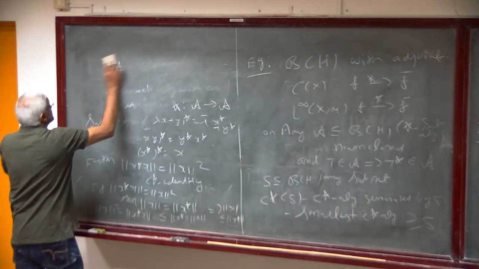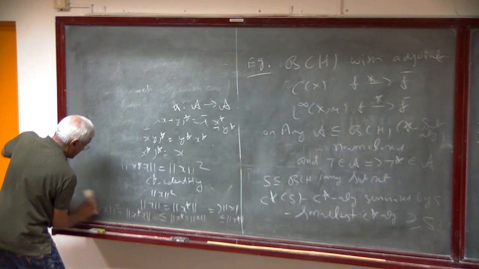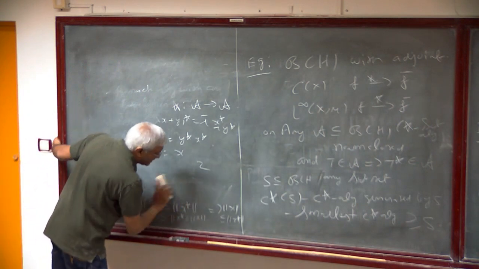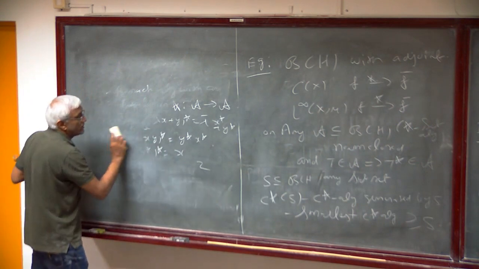So given any self-adjoint operator, we have a star homomorphism from the continuous functions on the spectrum to B of H.